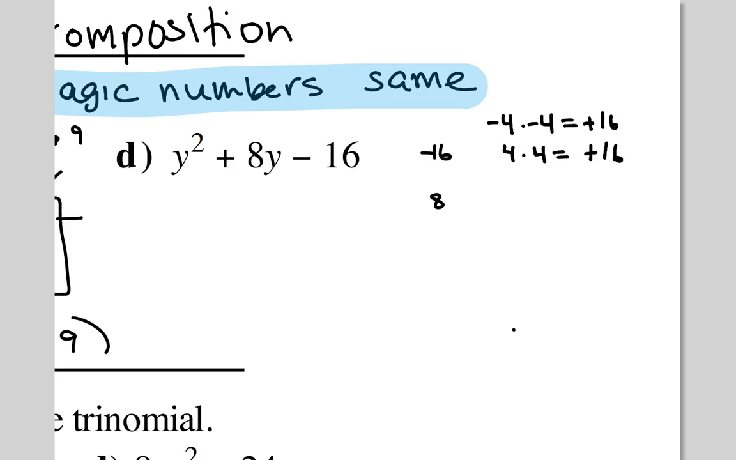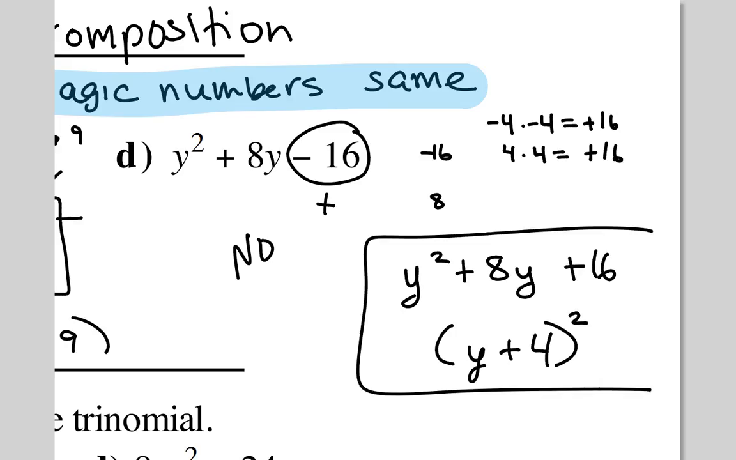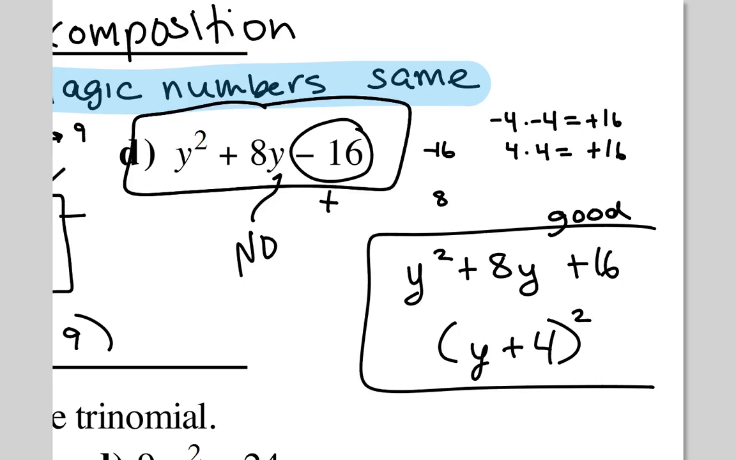So does this one meet our requirements? No. The last term has to be positive, right? So this one was trying to trick you. 8 and 16, yes, those are the right numbers, but the signs don't make sense. If the question was just y squared plus 8y plus 16, then yeah, go for it. That one's quite simply y plus 4 all squared. Do you agree with that? So that's good. But this one over here is no good because of the negative there.